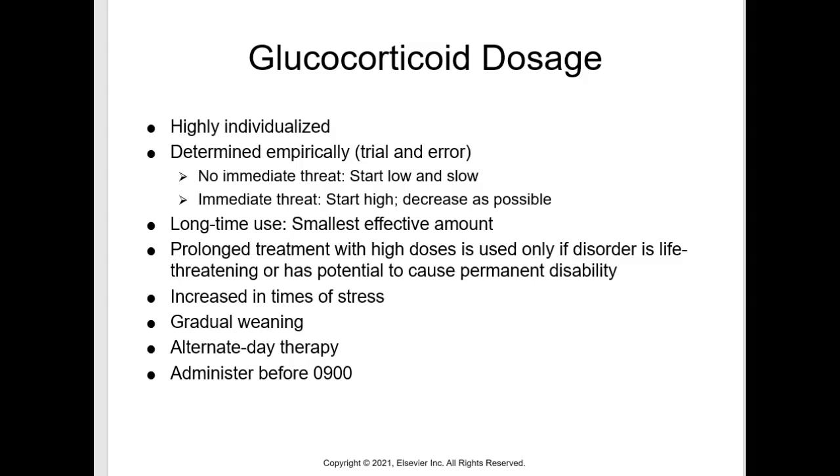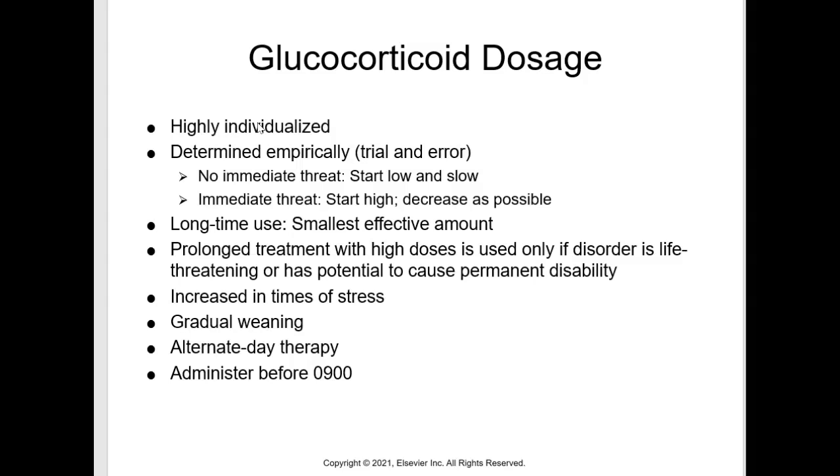The next part that we go into in the book is to just talk about some of the different diseases, but this is here a slide from the book that also has some good points for us, okay? Glucocorticoid dosing is highly individualized. It's really discovered through trial and error. You start low and go slow. Long-term use, we want to be on the smallest effective amount possible.